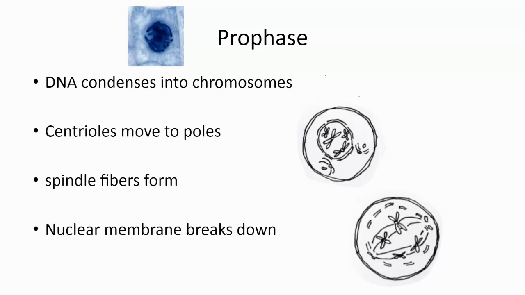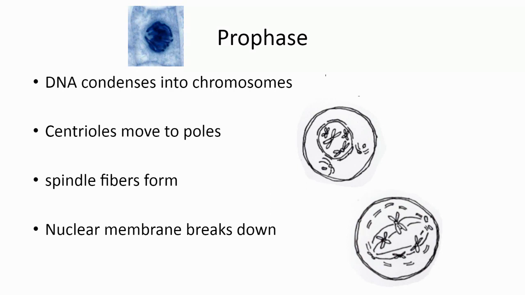From there, we start a phase called prophase. Now, prophase is where DNA is going to condense into chromosomes. So we're going to take that chromatin, that unwound yarn or that unwound spaghetti, and we're going to condense it down and we're going to make chromosomes. Now, during the same time, centrioles are going to start moving to the poles. And for you guys to remember, centrioles are the things that help cell division in animal cells.